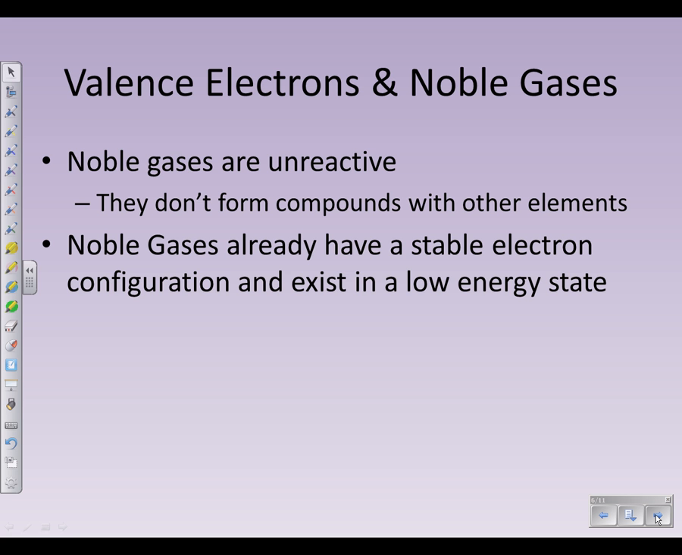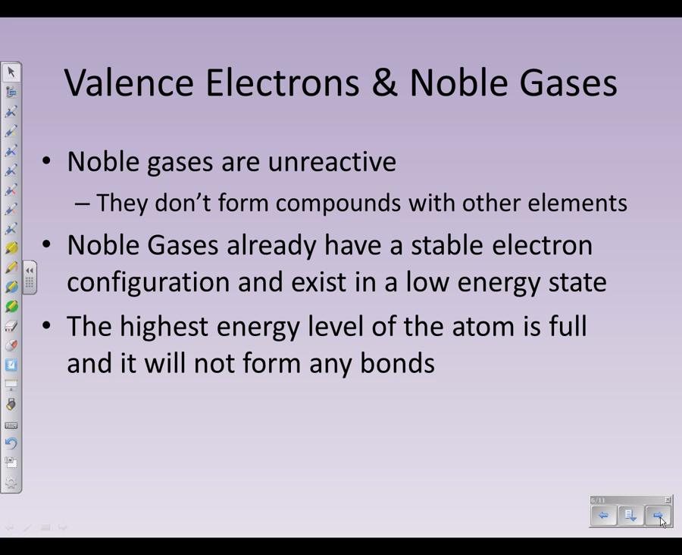Noble gases already have a stable electron configuration. They already exist in a low energy state. So do they have to gain or lose electrons to get to a lower energy? No, they don't. They're already in a lower energy state. They don't got to do anything. They're already in that low energy state, so they don't form bonds with stuff. Their highest energy level is already full, so they don't form bonds.